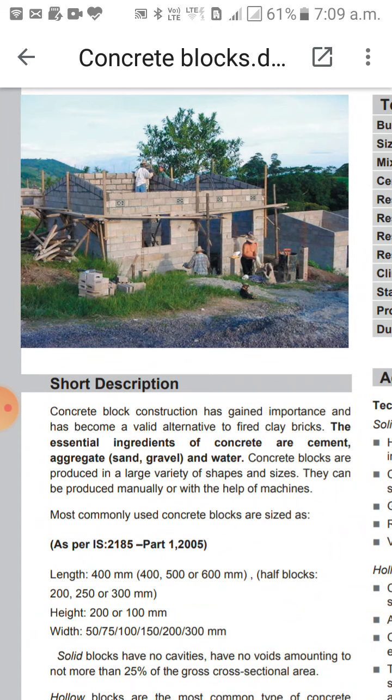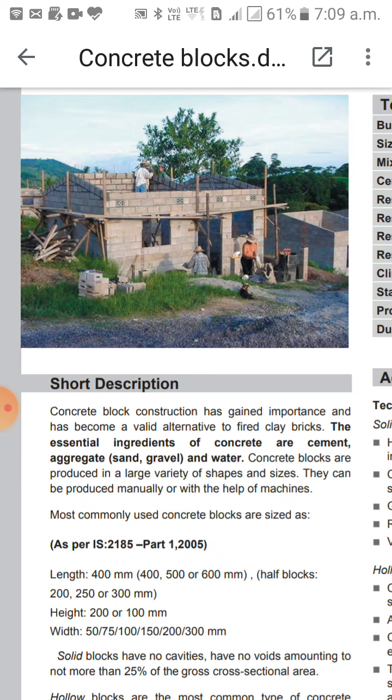Now, concrete blocks have gained importance and have become a valid alternative to fired clay bricks. So instead of bricks, we have started using concrete blocks. And what is concrete? Concrete is a mixture of cement, aggregate, which can be fine aggregate or coarse aggregate, and water. Fine aggregate means sand. Coarse aggregate means gravel or jelly.